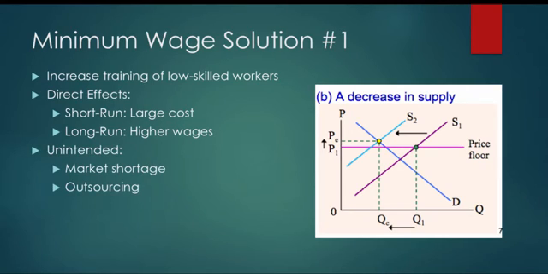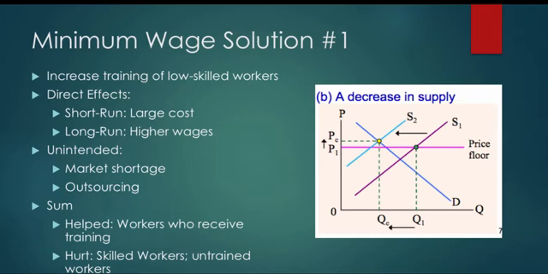Some unintended consequences of this solution is that I could create a shortage in the market like I've depicted here, where there aren't enough low-skilled workers left in the market to do the jobs needed. I could also see more companies outsourcing these low-skilled jobs to other countries that have lower wages, especially if there's a shortage and they're forced to pay even higher prices to obtain the workers they need to do low-skilled type work.